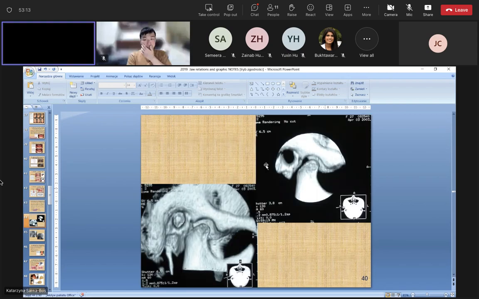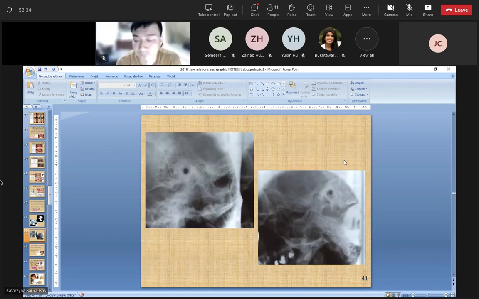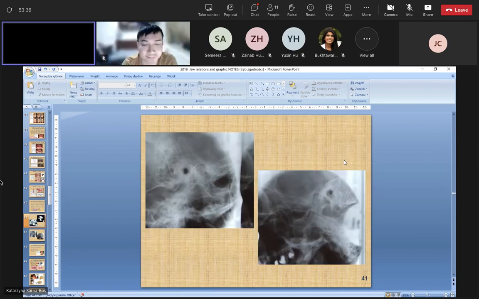And how does it look? You can notice here the head of the condyle is situated as far superior and anterior as it possibly can within the mandibular fossa. And this is the central position of the mandible in the fossa. That was the TMJ, and here you have an X-ray. Here are the head of the mandible and the mandibular fossa.